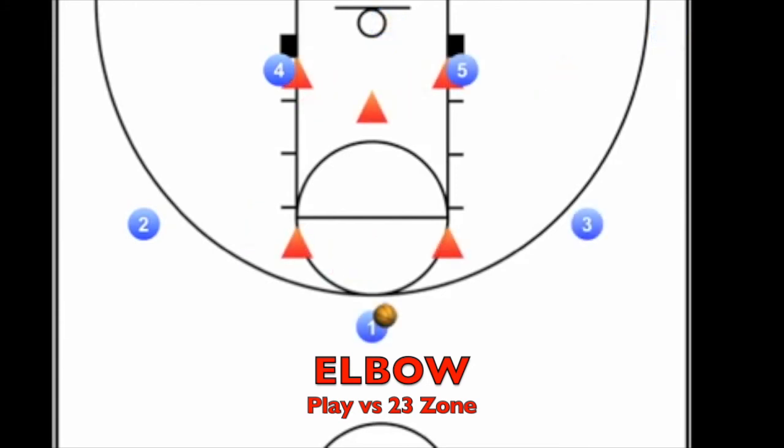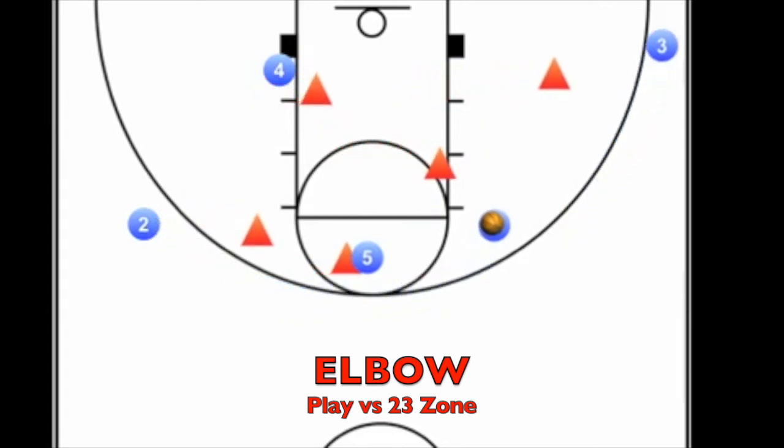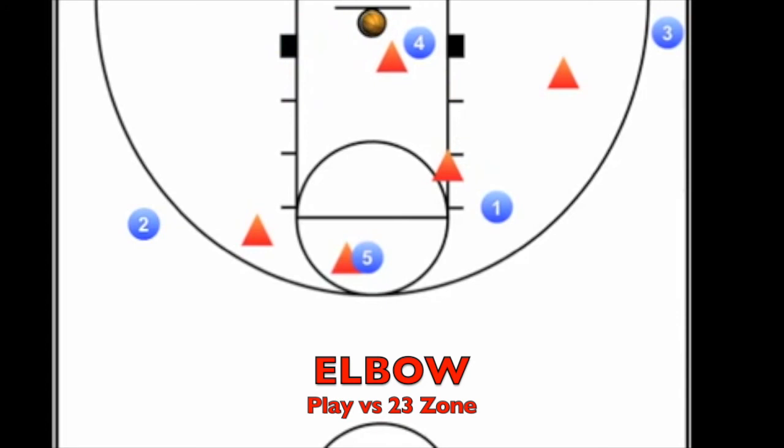Here the same drive and defensive coverage is made, but instead of a drive to the basket, our point guard pulls up as our other post player catches his defender off guard and receives the pass for a layup.